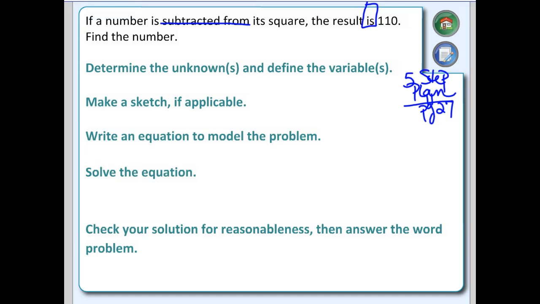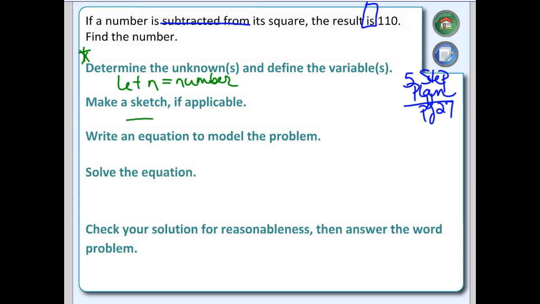So now that we've gotten all those thoughts in order, let's see, step number 1 of the 5-step plan. Determine the unknowns and define the variable. Well, if we read the last line, it says find the number. So can you guess what my let statement would be? I would say let n equal a number. Now, step number 2, sometimes it's nice to draw a sketch. We'll see that on the next problem, but we really don't need a sketch on this one.